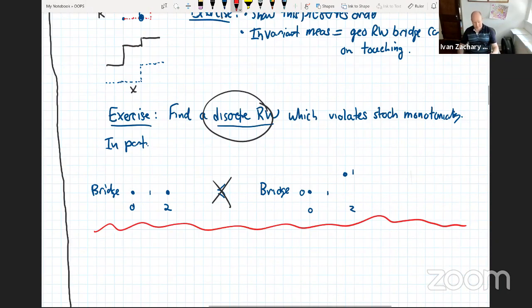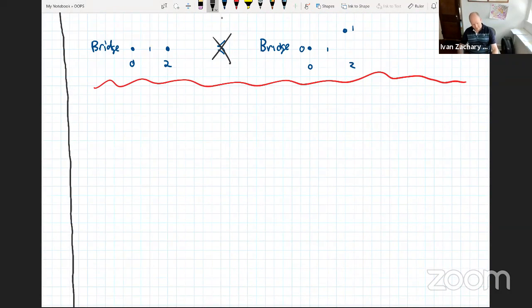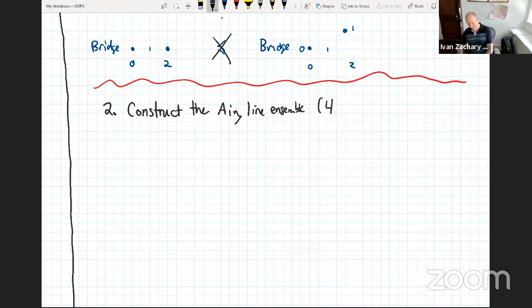Okay, so this stochastic monotonicity is an important ingredient that we're now going to use to explain the construction of the Airy Line Ensemble. All right, so this will occur in 4 steps without many details. And step 1 is already done.